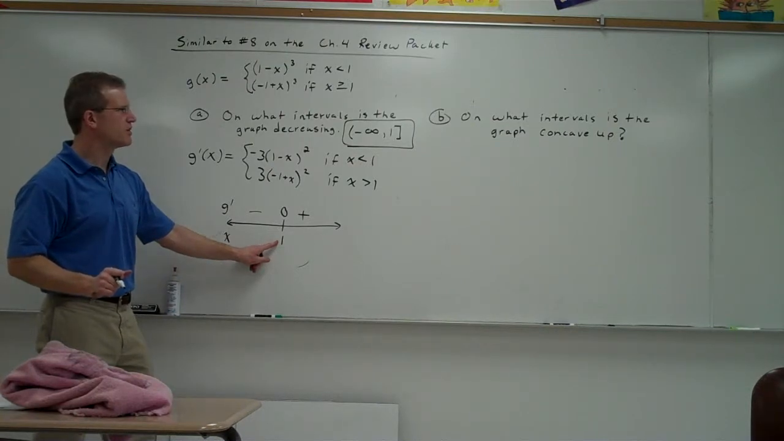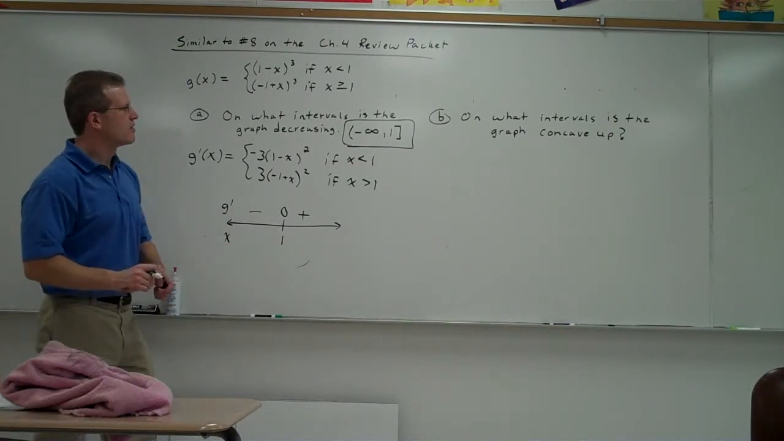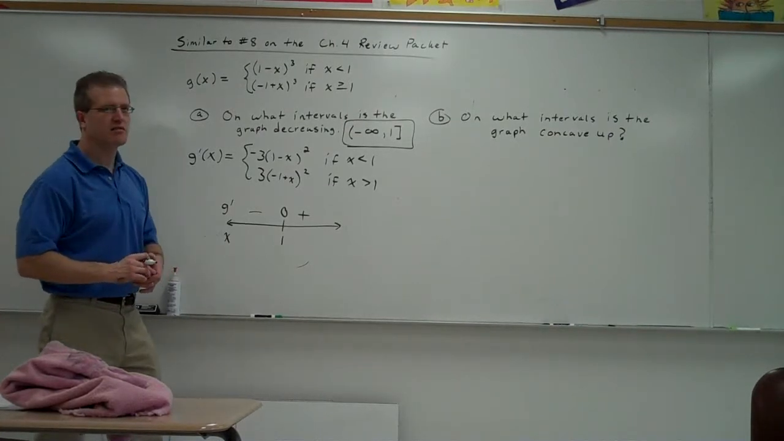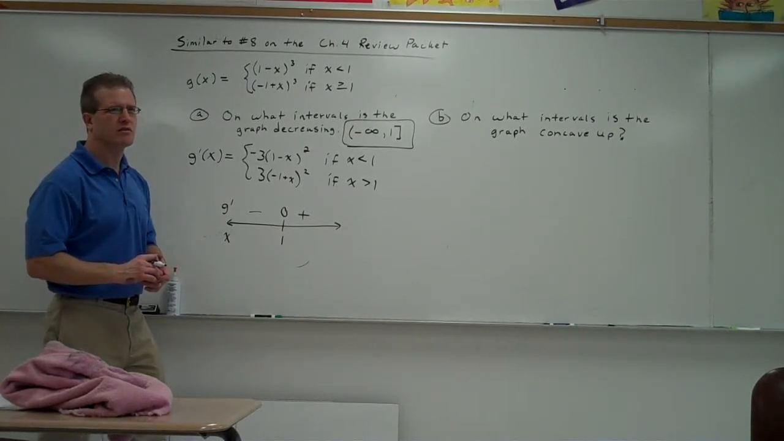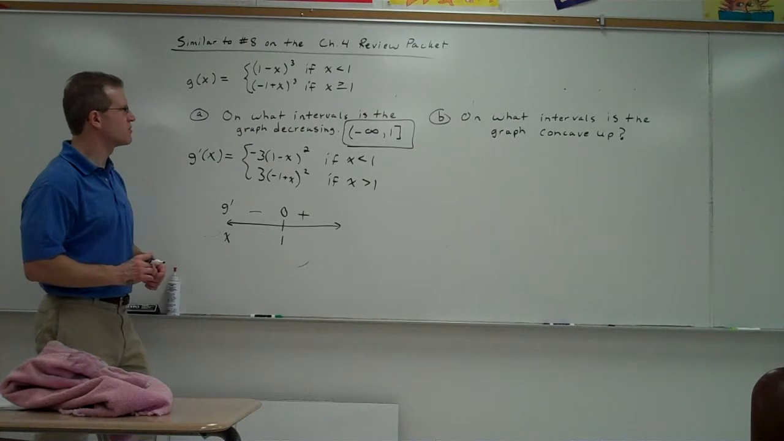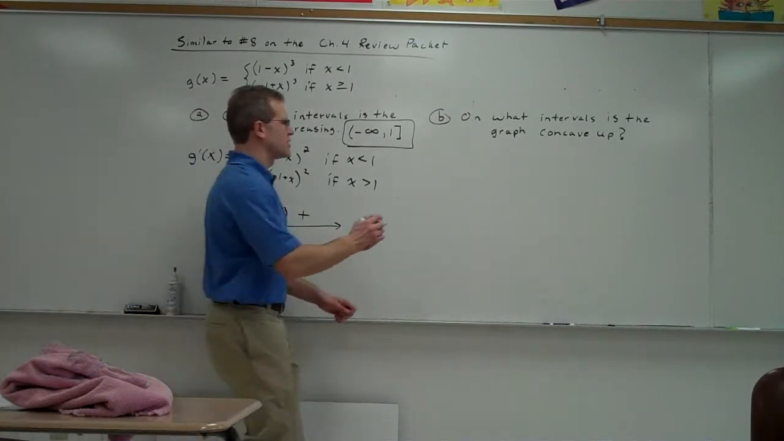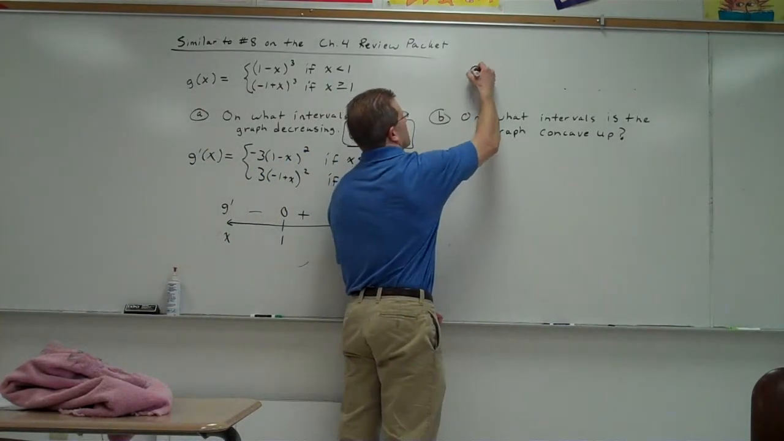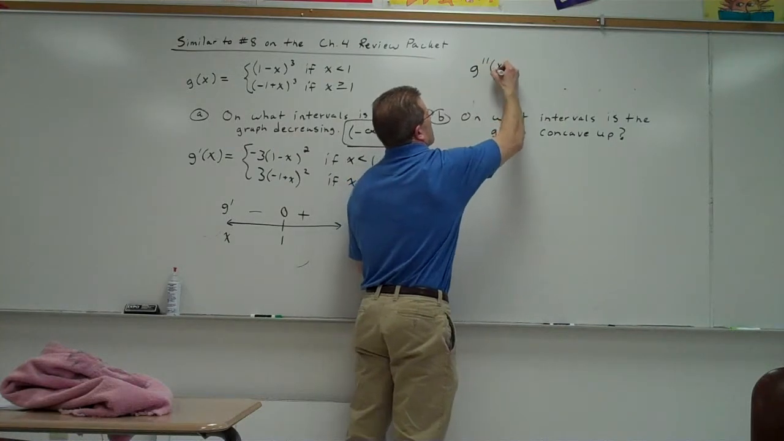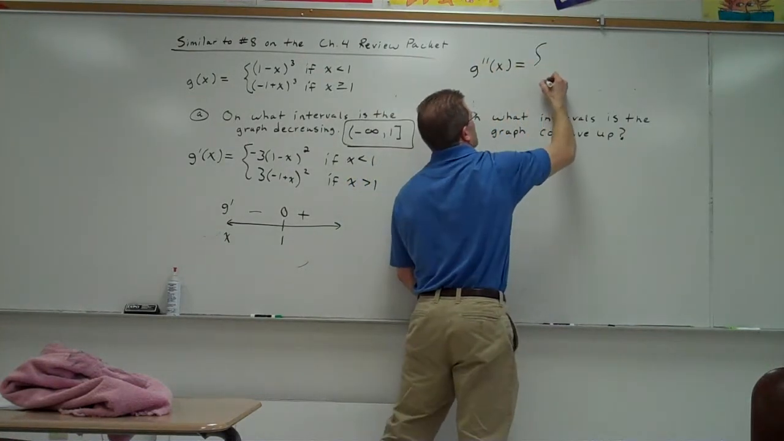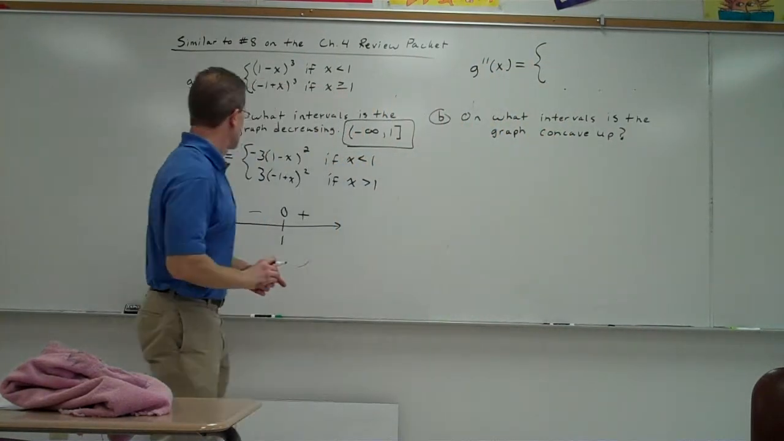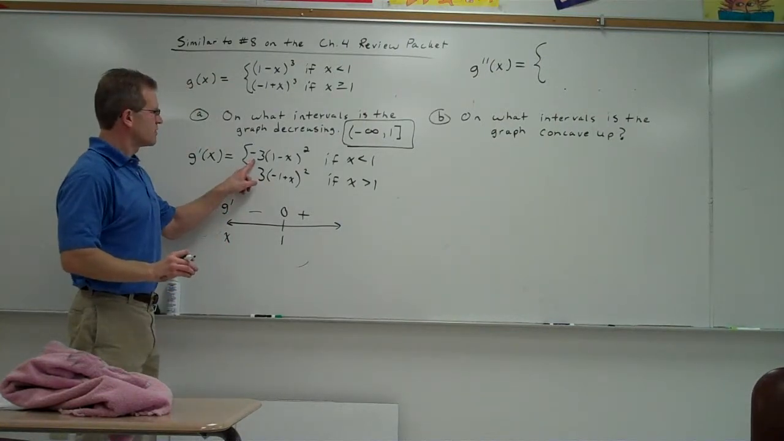Any questions about that first part? Part B, at what intervals is the graph concave up? What do I have to look at to determine concavity? Right, the second derivative of g. So let's do g double prime. I'll put it up here so it's kind of out of the way. Again, it's going to be a piecewise function. I'm going to start by doing the derivative here.